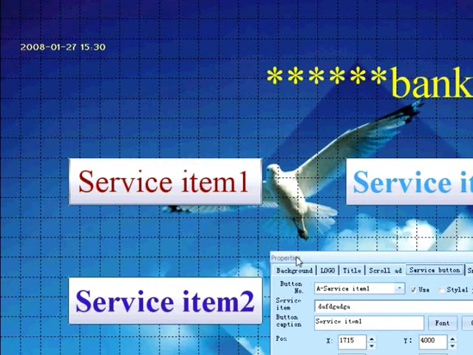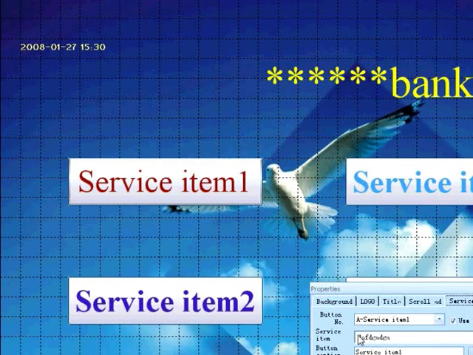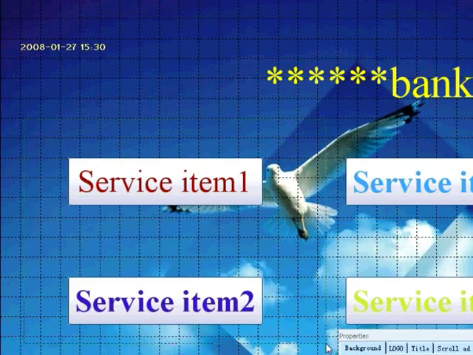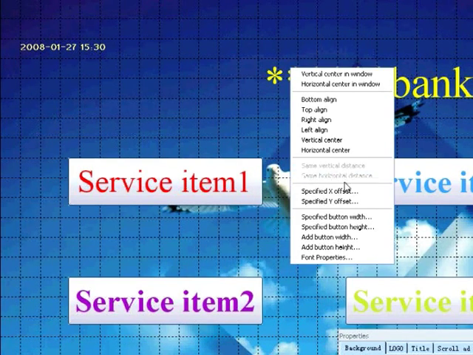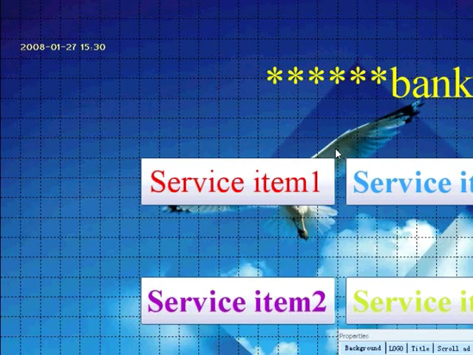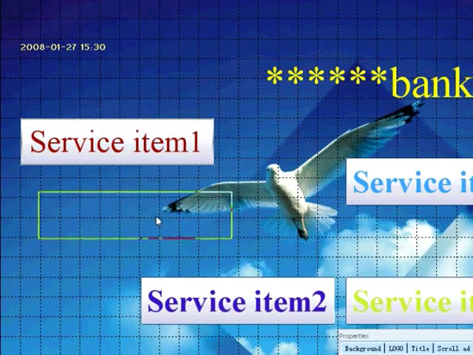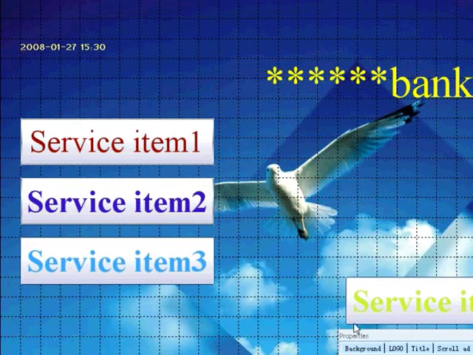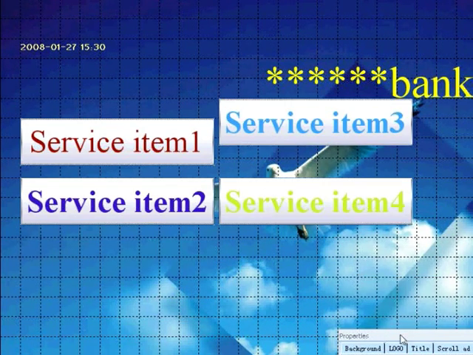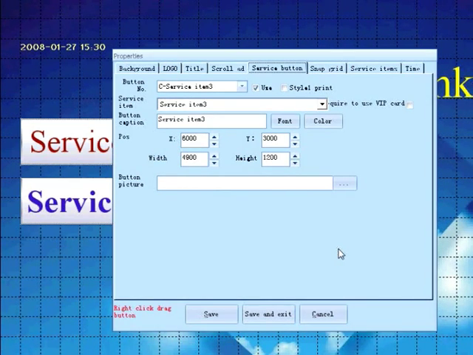There are two ways to line the service item button. One is by dragging the mouse to choose several service item buttons, and press right key to choose one alignment mode. The other one is to use right key to drag the button directly. Time label. Select one time format and change the label fonts, color, position, background according to your requirement.